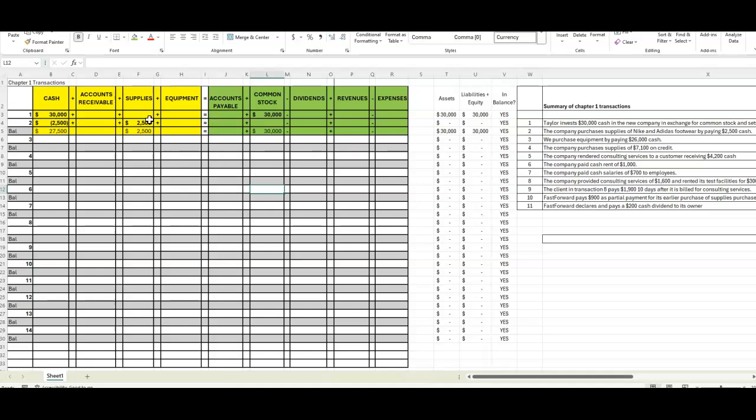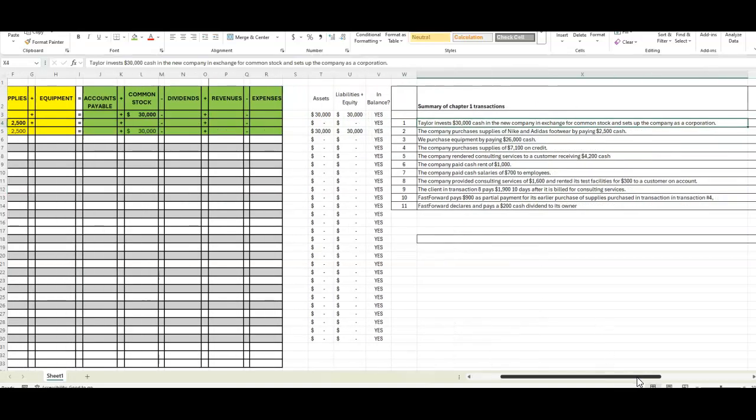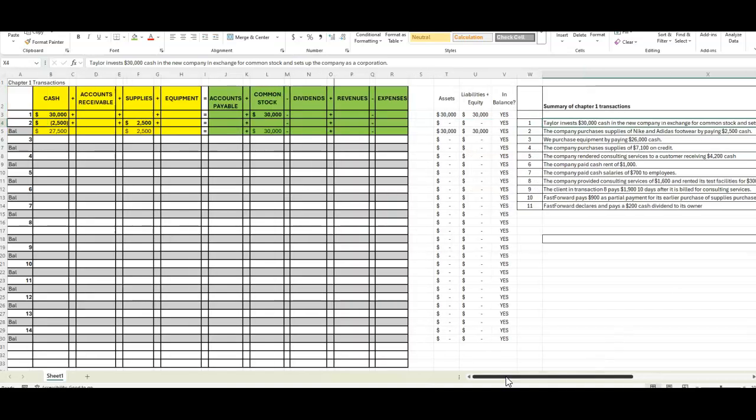You'll notice here that we started out with a $30,000 investment in cash in exchange for common stock. That's the first entry. And so cash came into the company, and the company gave the investor $30,000 in common stock. And you notice that's on opposite sides of the equation. Cash went up, common stock went up. That means equity went up. So you can see that the equation is the same. This is just the sum of the different items. If it ever gets out of balance, it will change to no over here. I've kind of got it set up that way.